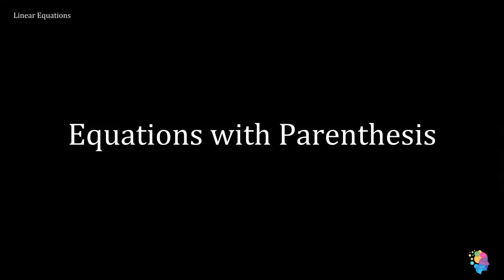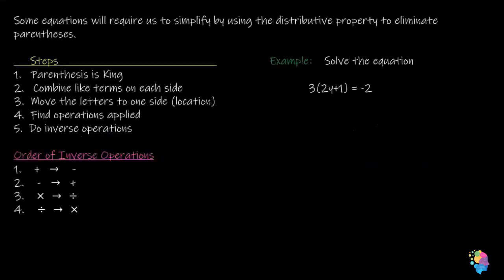Let's read some examples with parentheses. Some equations will require us to simplify by using the distributive property to eliminate parentheses. Now, as we continue to add items to our equations, we're going to have to start adding steps to the way that we solve our equations. So the first step now is going to be parentheses. Parentheses is king. Then we're going to combine like terms, just like we did before on each side.